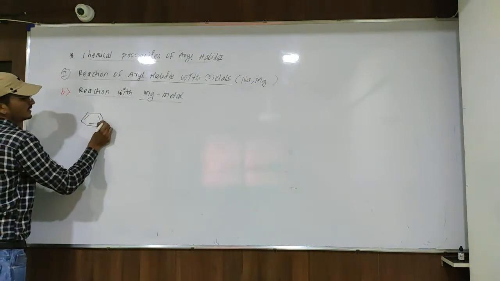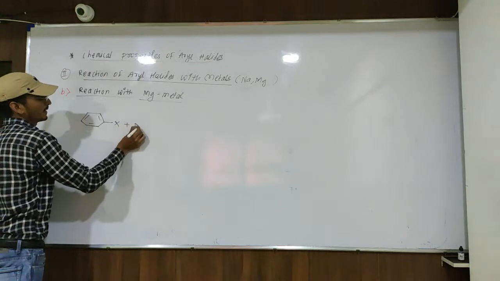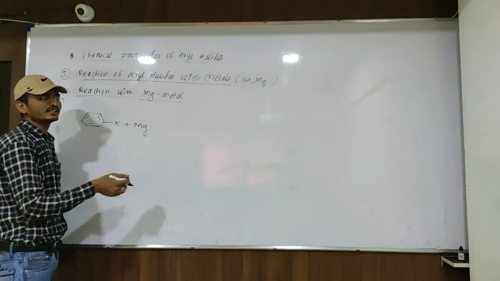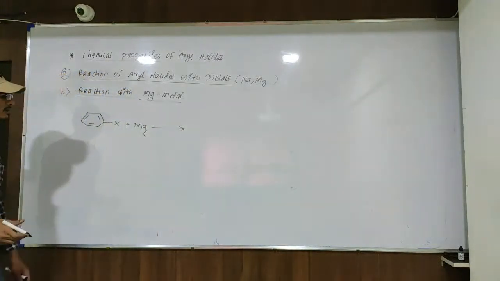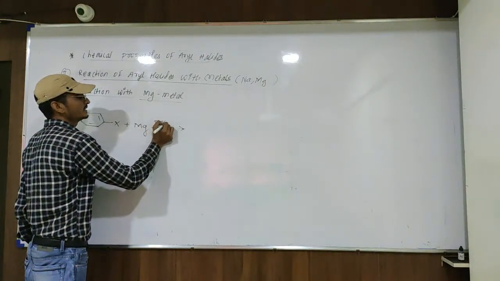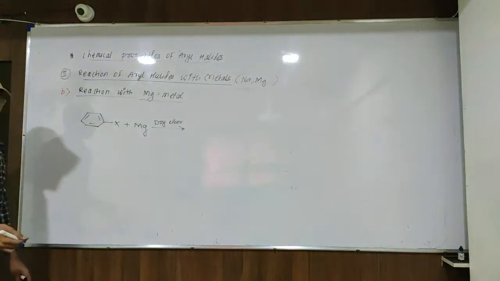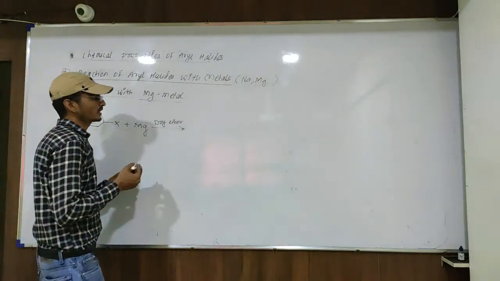So aryl halide, that is X, reacts with magnesium ribbon or magnesium metal. Magnesium is in the form of ribbons, so that is called the magnesium ribbon. Again there is a need of solvent, because magnesium shows a reaction with water. So that's why there is a need of solvent, dry ether. So you will get the product here.